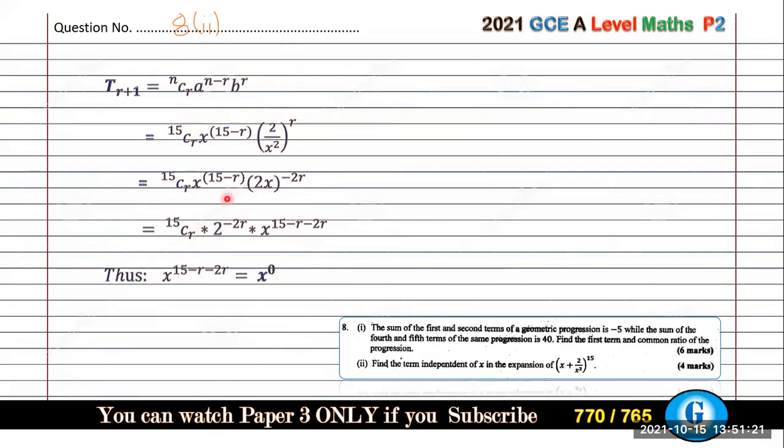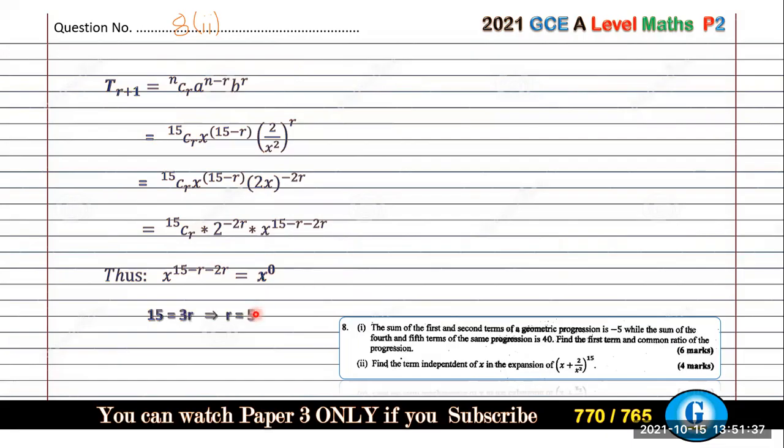Now, if the term is independent of x, this x to the power whatever will be equal to x to the power 0. So this is our focus. For the term independent of x, this 15 minus r minus 2r should be equal to 0, because the term is independent of x.